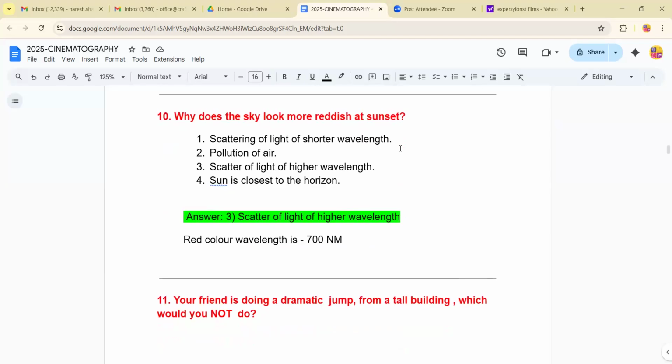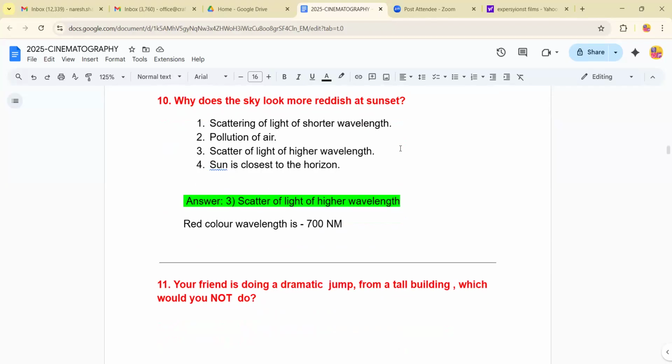Why does the sky look more reddish at sunset? Because of the scattering of the higher wavelength, which is the red color, somewhere around 700 nanometer.